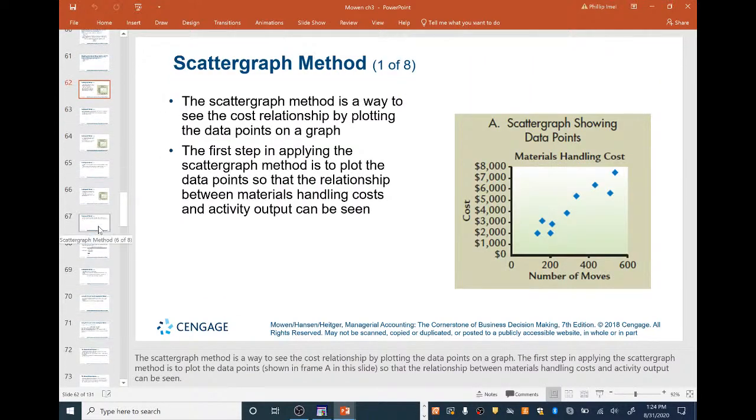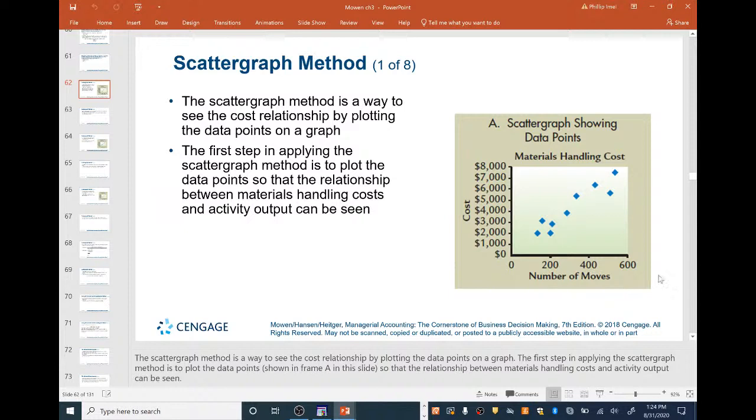Now let's talk about the scattergraph method. Okay, so this is our second method, the scattergraph method. This is going to be a way to see the cost relationship by just plotting the data points on a graph. So you can see here to the right, the scattergraph showing data points. We have materials handling cost moving up on the vertical axis. Once again, moving to the right on the horizontal axis, the number of moves or number of quantities produced, however you want to decipher that.